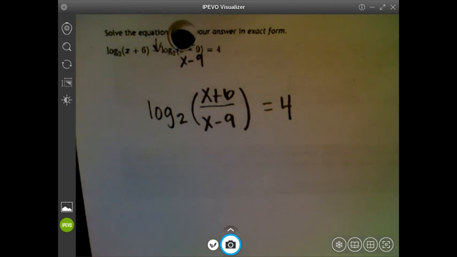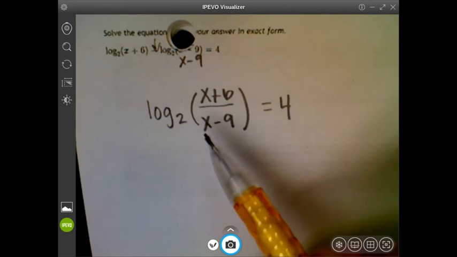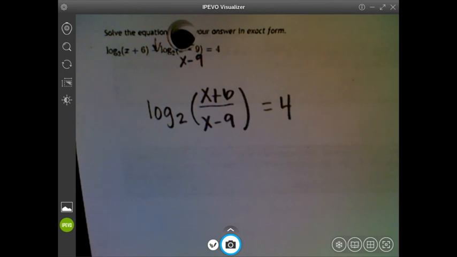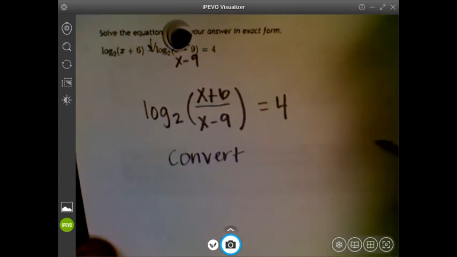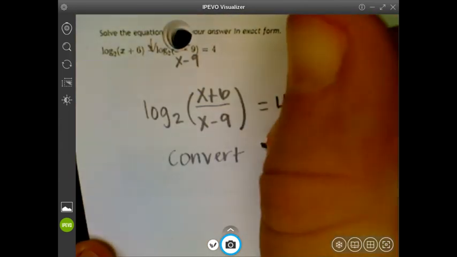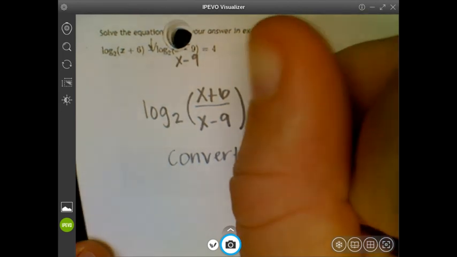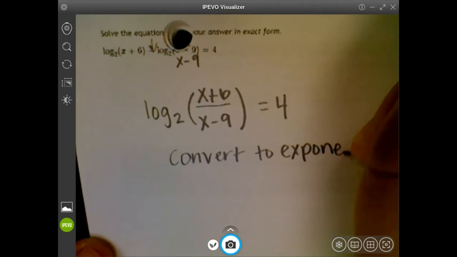All right, so from here, you need to change the 4 into a log, or we need to do something in order to get rid of this logarithm. Another option that I did talk about on the last one is you can just convert to an exponential. We talked about that at the very beginning when we first addressed exponentials and logarithms. So convert to an exponential.